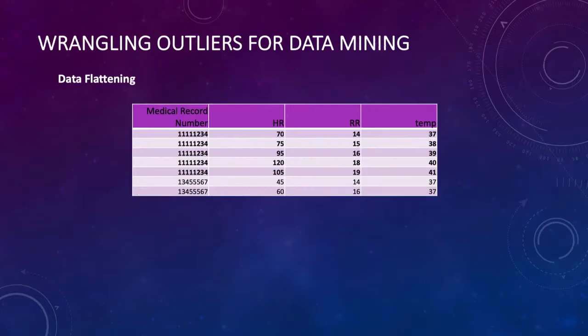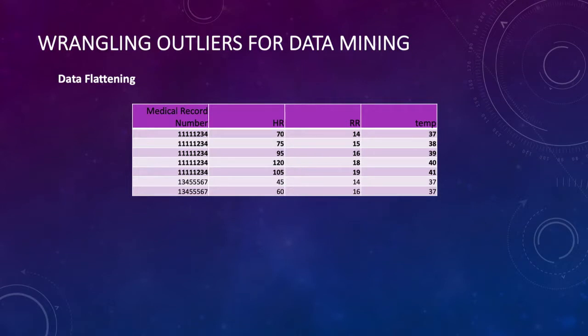Here's a particular problem that is increasingly frequent. We've got 2 patients here. One has this medical record number, and the other one has the bottom medical record number that starts with 134. The first patient came into the ED. Their first heart rate was 70, their first respiratory rate was 14, and their temperature was 37. When they left the ED, their heart rate was 120 and their temp was 41. That's a very different patient than the first patient. If you took the first row only, you'd miss all of that extra information.